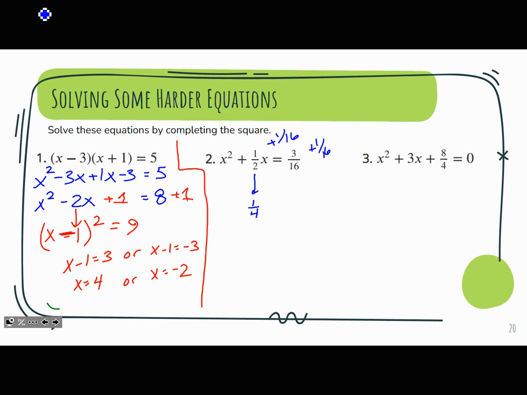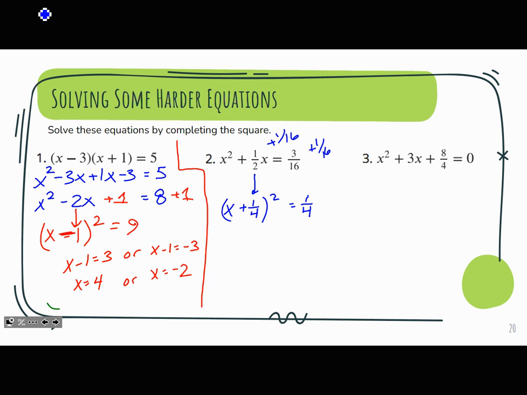to both sides. So this now factors as x plus 1/4 squared. And then what's 3/16 plus 1/16? That's 4/16, which is 1/4. Perfect. So now let's see where we can go from here.